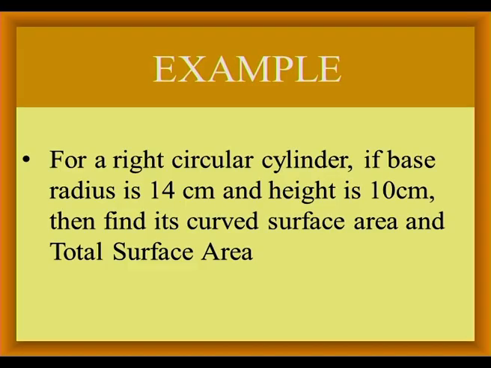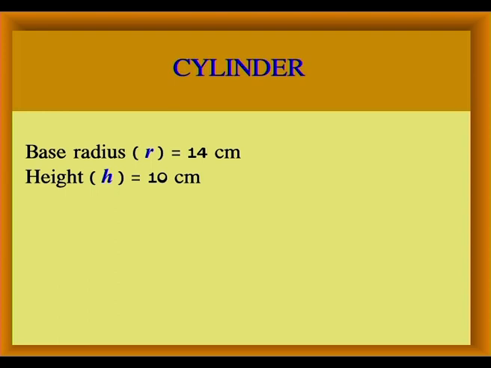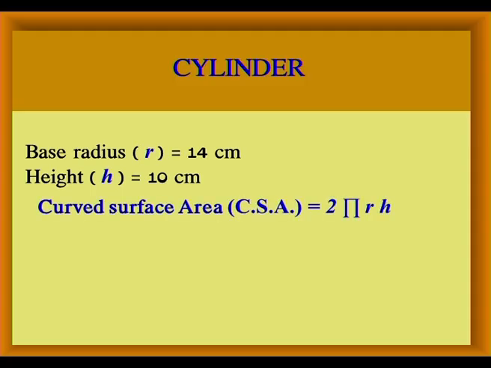Now let us try to solve one problem using these formulae. Look at your screen. For a right circular cylinder, if the base radius is 14 centimeter and the height is 10 centimeter, then find its curved surface area and total surface area. How do we find it? What is the given information you observe? Base radius is given as 14 centimeter and height is 10 centimeter. What is the formula for curved surface area? Yes, you are right. It is 2 pi r h.